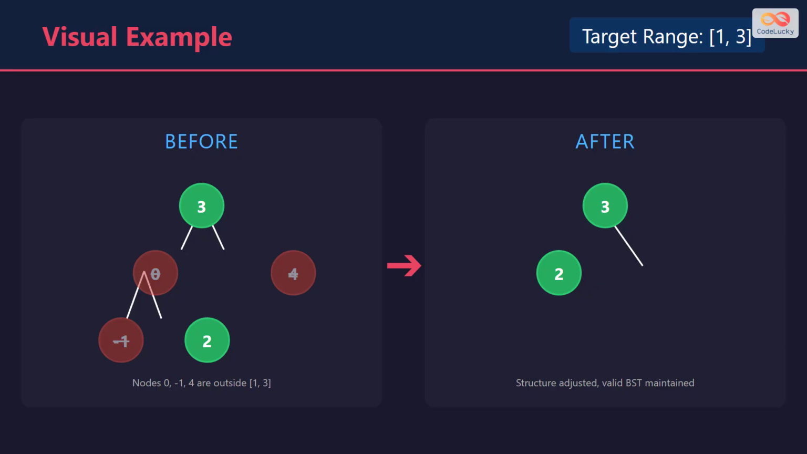Let's look at a visual example. On the left, we have a tree with a root of 3. Our target range is 1 to 3. Notice the nodes 0, -1, and 4. These are outside our range. Node 0 and its left child -1 are too small. Node 4 is too big. Our algorithm needs to transform this tree into the version on the right, where the 0 and 4 branches are removed, but the valid node, 2, which was a child of 0, is preserved and reattached correctly.